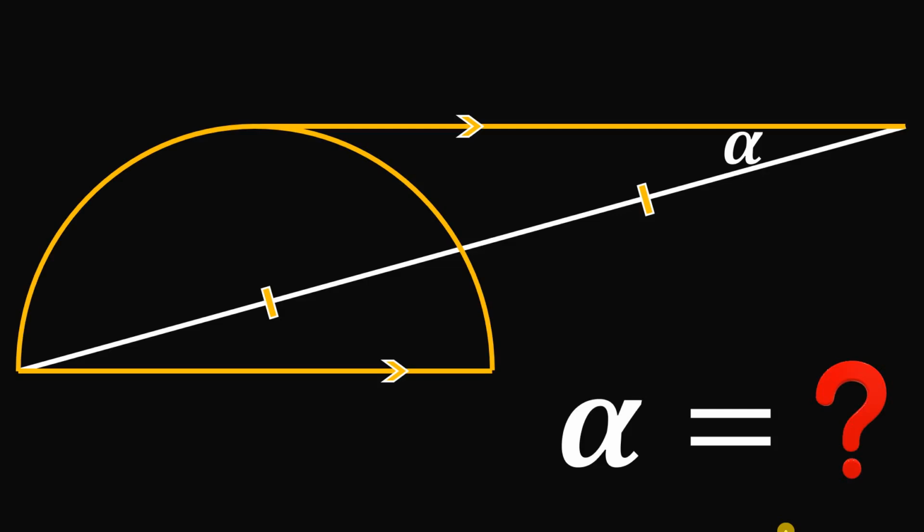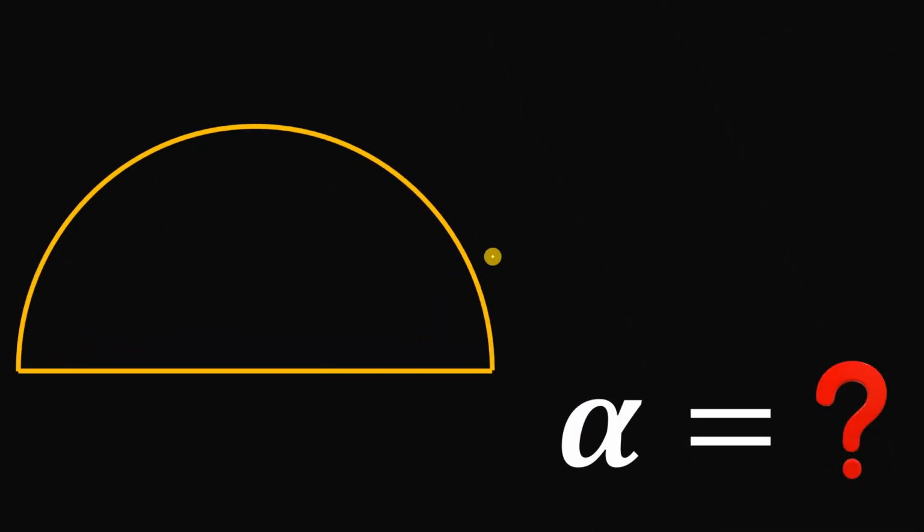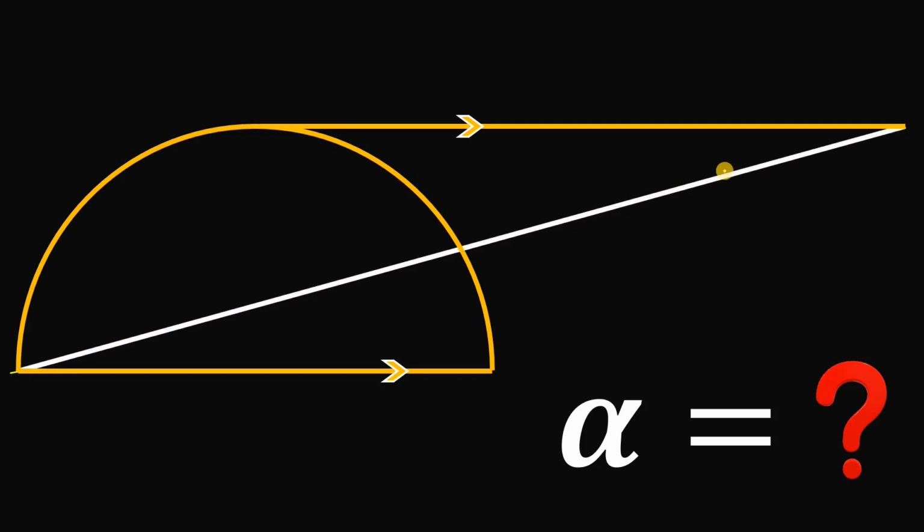Can you solve this geometry challenge? Here's the question. Let's start with a semicircle. Now from here, let's draw a tangent segment that is parallel to the diameter of this circle. And from this point, let's draw a segment that is connected to the tip of this tangent segment. Now, this segment divides evenly with this point.